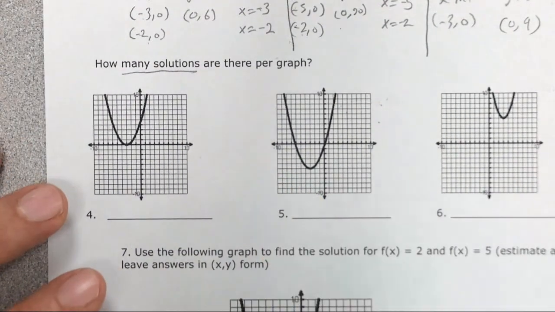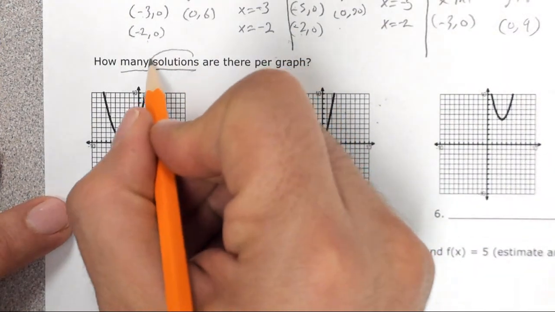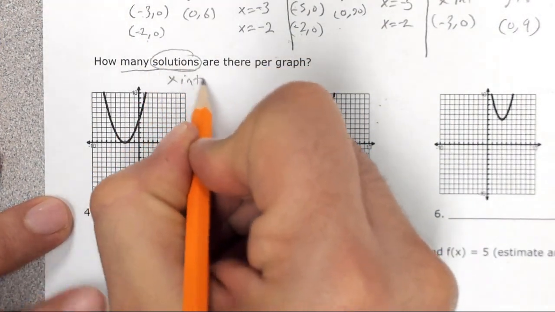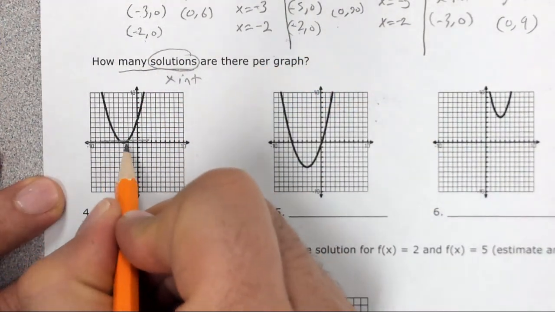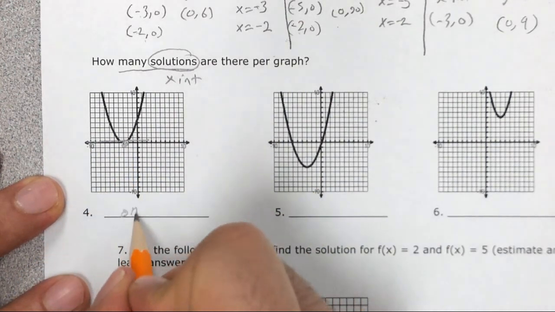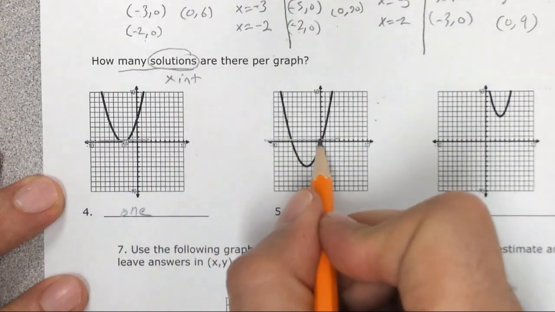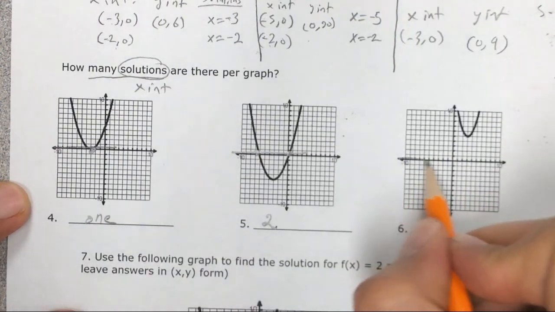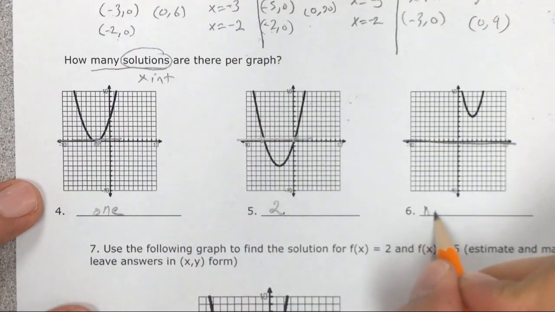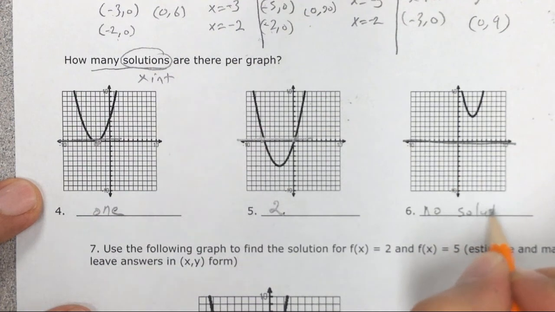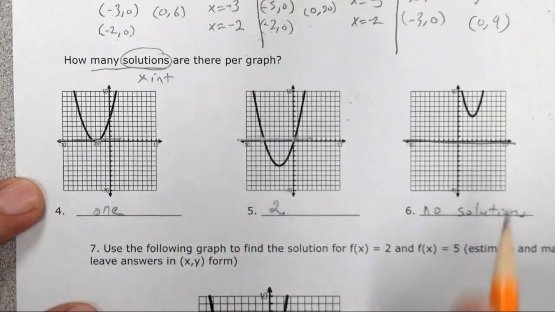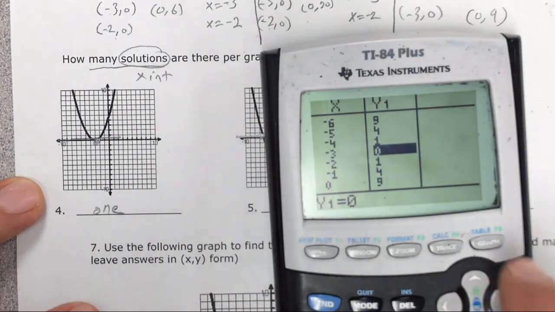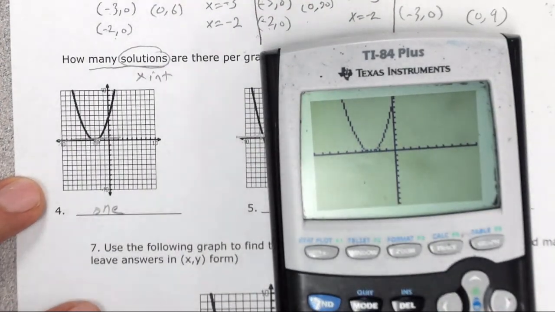So as I take a look at these graphs, I can figure out how many solutions I have by looking for x-intercepts. In this case, it just touches once. There's one solution here. Here, it touches twice. There are 2 solutions. In this case, it never touches. There are no solutions. So you can tell how many solutions there are by looking at the graph first. This is why we always graphed it before we went to the table looking for stuff.